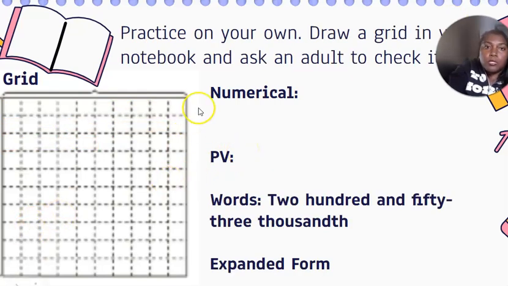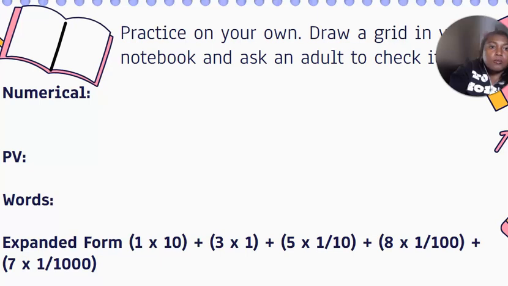Now, what I'm also including in these videos is a means for you to practice on your own. So what I want you to do is draw your own 10 by 10 grid in your notebook and ask an adult to help you. And the number that you're using is in word form already, 253 thousandths. So how would you make that in with the other forms? Again, using the grid. How do you write that in numerical form? How would you place that in a place value chart? And how would you write that in expanded form? Here's another one with the expanded form given to you.